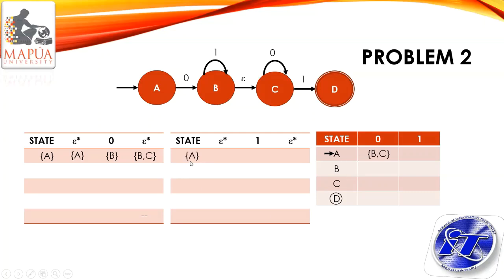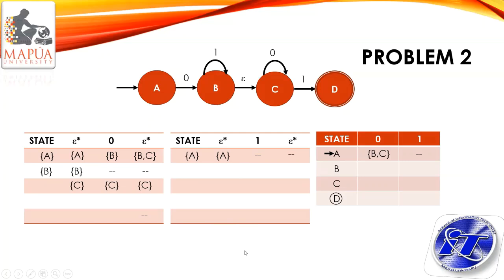Now let's proceed with A at 1. The epsilon closure for A is just A, but we don't have any path for A, so therefore dash. Now let's move on with B. B at 0, again, the closure for B will be B and the next up, which is C. For B at 0, there's no path, so therefore dash. And for C, if it's 0, it will loop within itself. And C closure is just C.